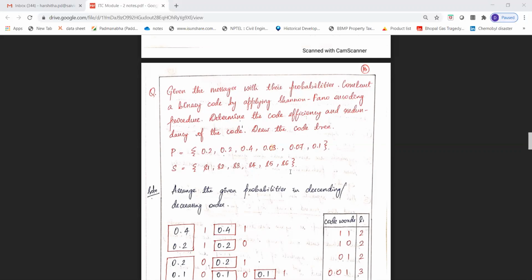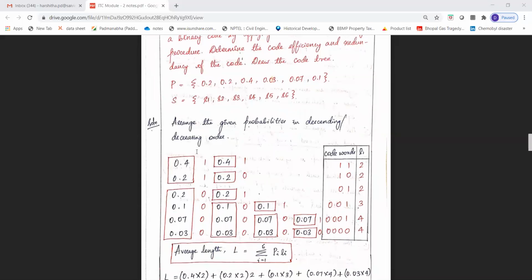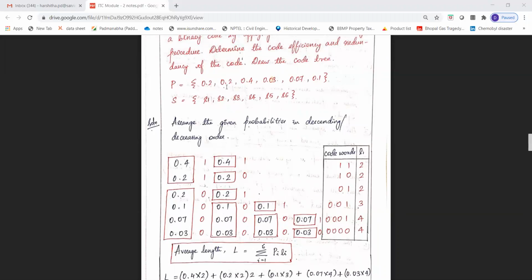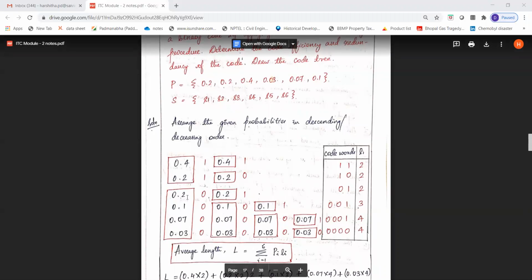The first step is the same as what we followed for the Shannon encoding algorithm, that is, arrangement of the given probabilities in descending order. So first I'll arrange the probabilities in descending order. The highest value here is 0.4. The next highest value is 0.2, and it occurs twice, so I'll write 0.2 and 0.2. The next highest value is 0.1. After that it is 0.07 and 0.03.